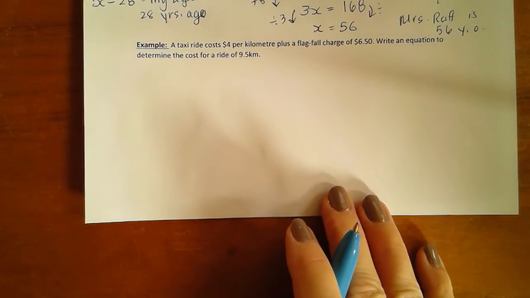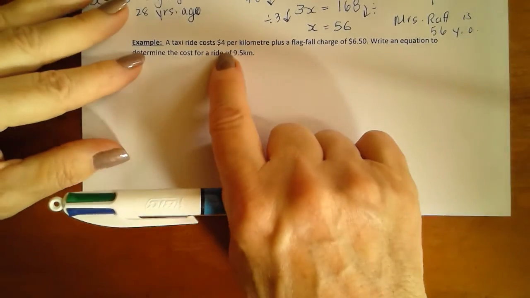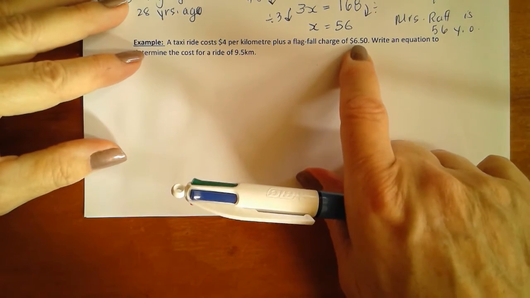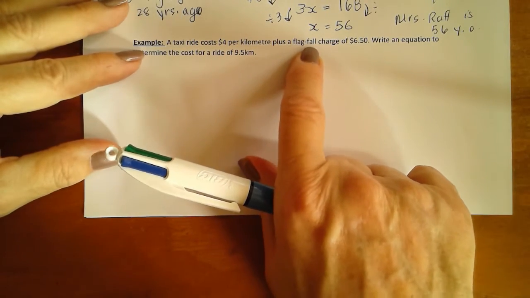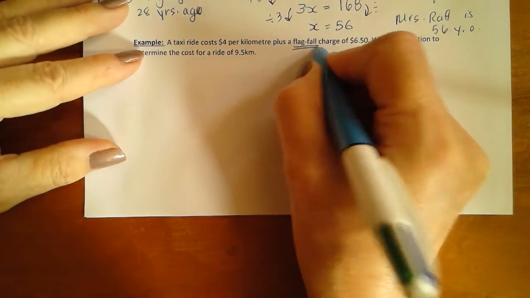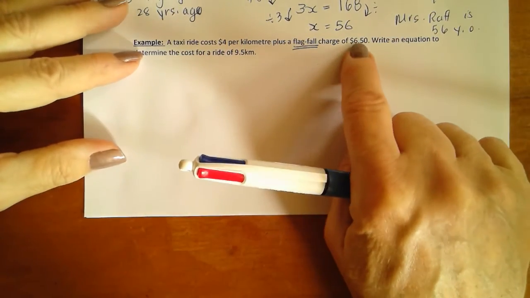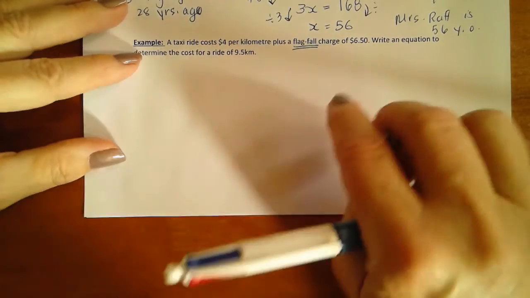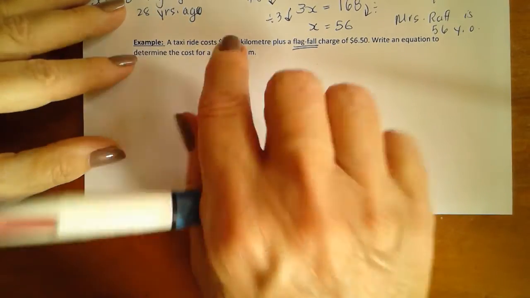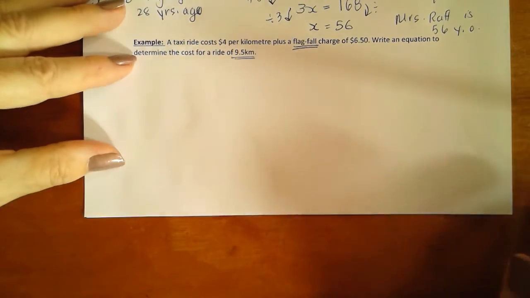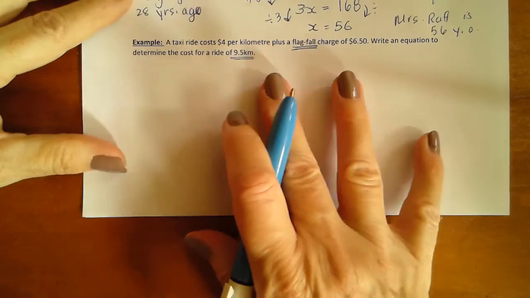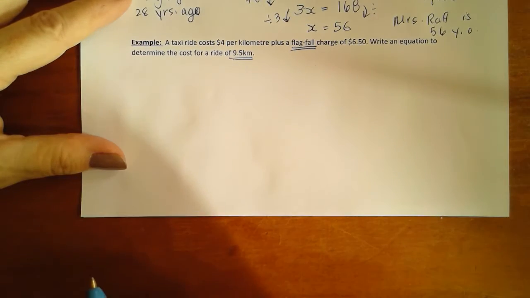Okay, last example. A taxi ride costs $4 per kilometer plus a flag fall charge of $6.50. Sometimes we get these weird words. So this means that once I get in the taxi, they immediately charge me $6.50 just as a basic fee. So we're going to write an equation to determine the cost for a ride of 9.5 kilometers. These problems can get kind of tricky. They're y equals mx plus b questions, or y equals mx plus c.